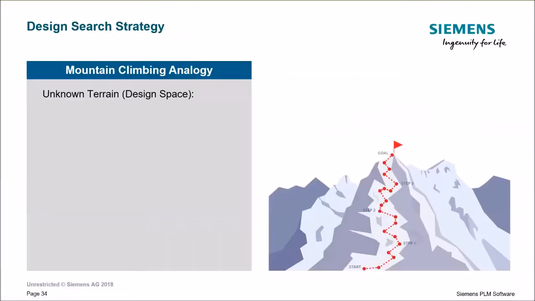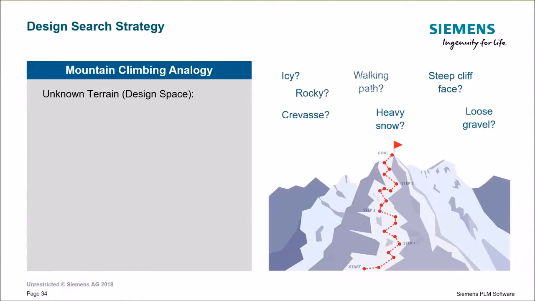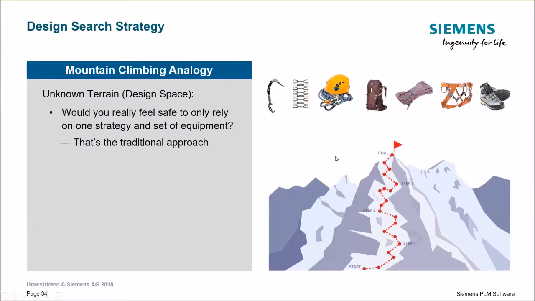How does this work? Well, in general, optimizing or design exploration is like climbing a mountain. You have a design space, which is your terrain. You want to start underneath and conquer the peak. But you don't know how the way is. It is icy, you have heavy snow, you have loose gravel. How the way is going to be is difficult to know because it's the first time you climb this mountain. So if you go there on your own and you rely only on a certain type of equipment, it's probably going to be difficult to get up there.